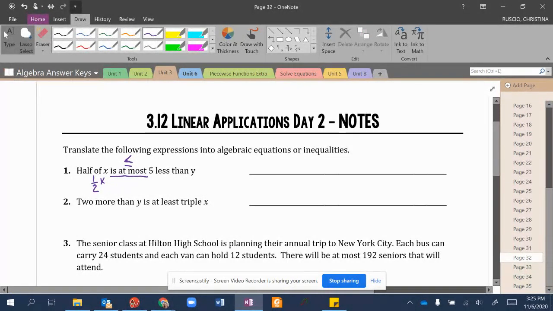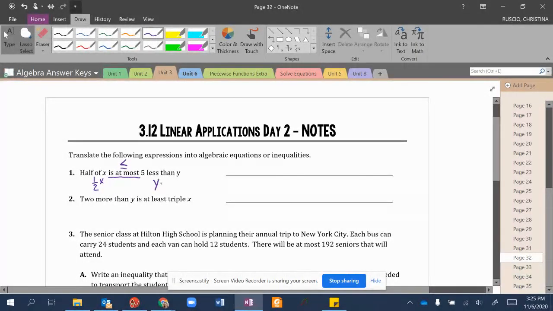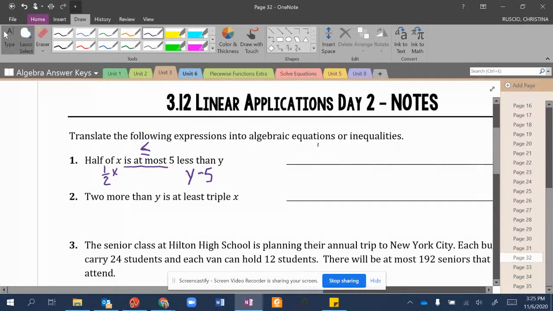So always be careful of that. And then 5 less than y means we're taking 5 away from y. So y minus 5. If we put this all together, our inequality will look like half of x is less than or equal to y minus 5.